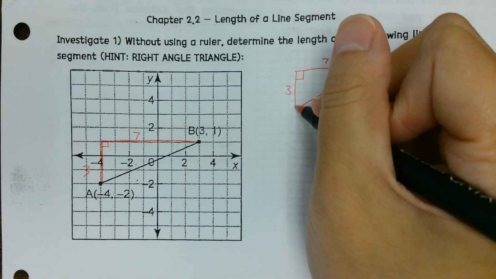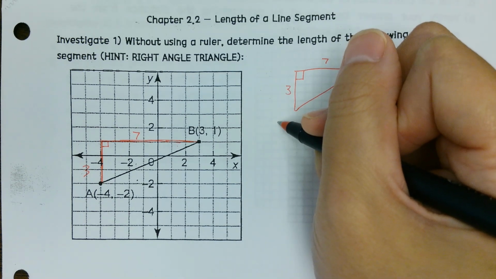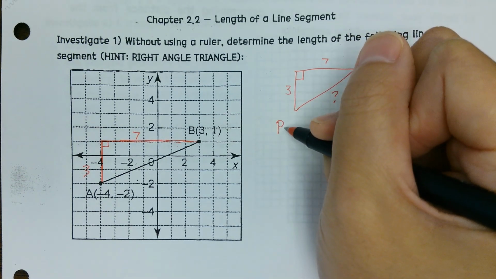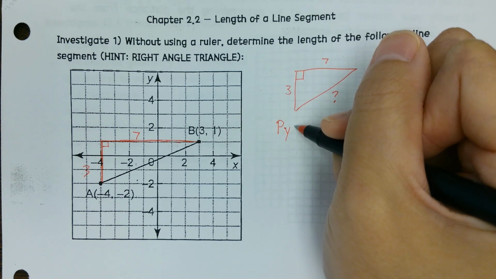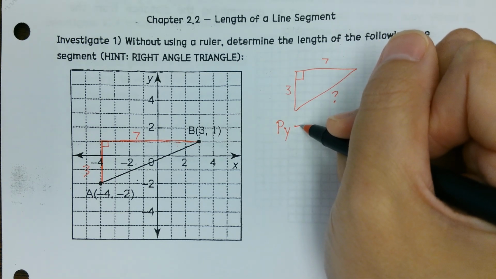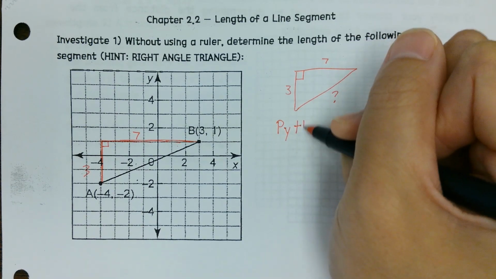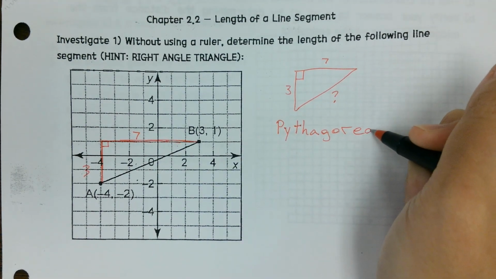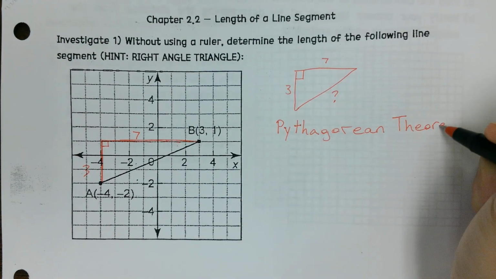Jay already said it. How do you spell Pythagorean theorem? Who remembers how to spell it? Starts with a P. T. Uh-huh. B-A-N. Yeah, Pythagorean theorem.